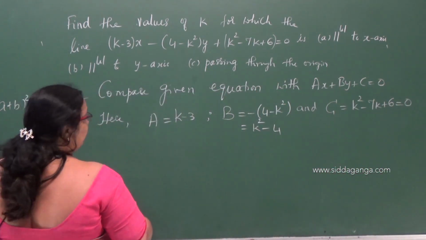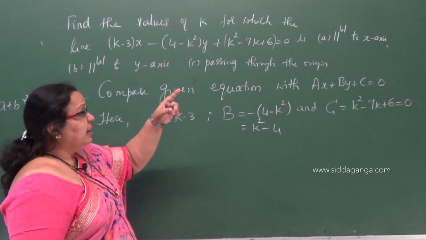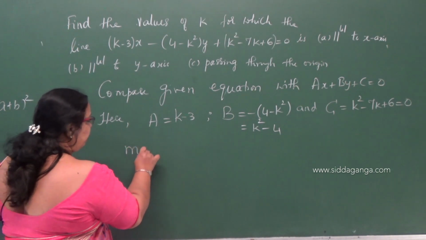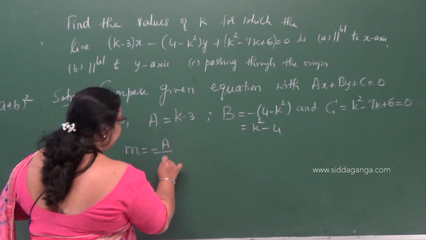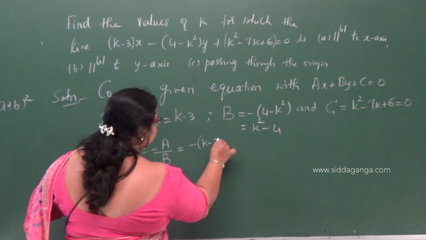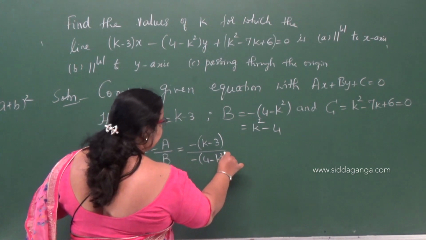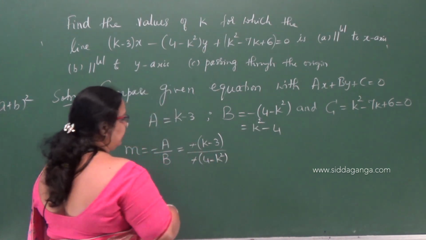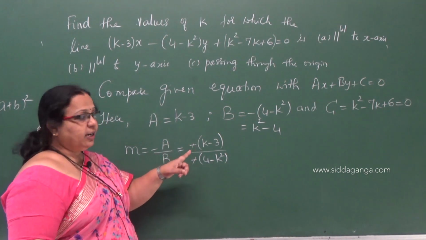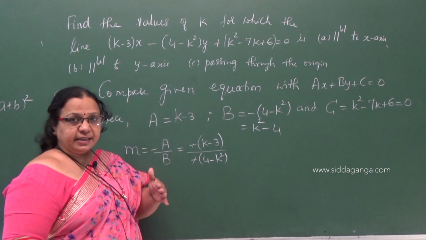Here to find the slope, first you write down the slope of that line. Slope m equal to minus a divided by b, that is equal to minus of k minus 3 divided by minus of 4 minus k square. Minus minus cancel. This is the slope of the given line in terms of the unknown. Now sub-question 1, parallel to x-axis.